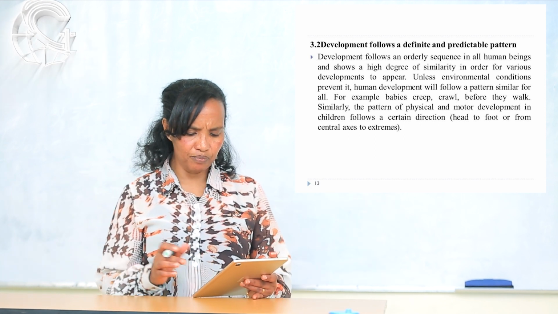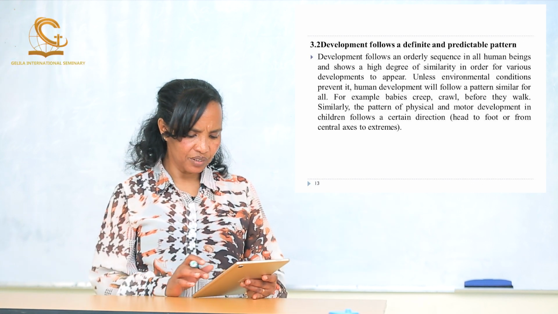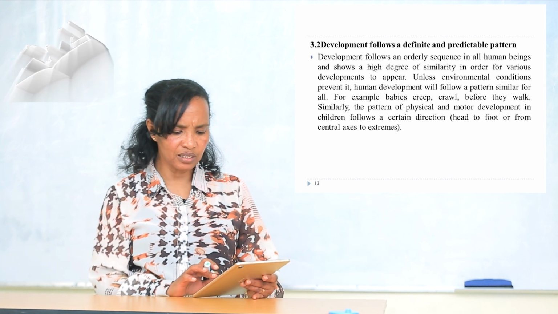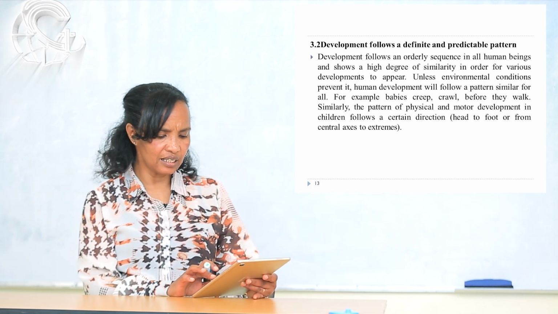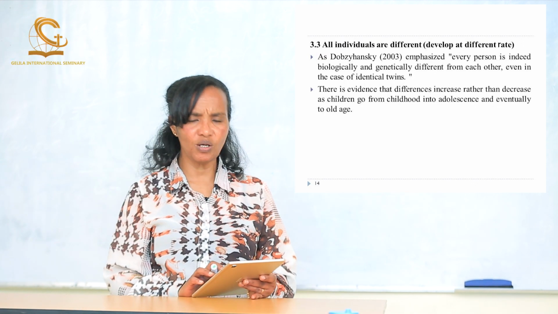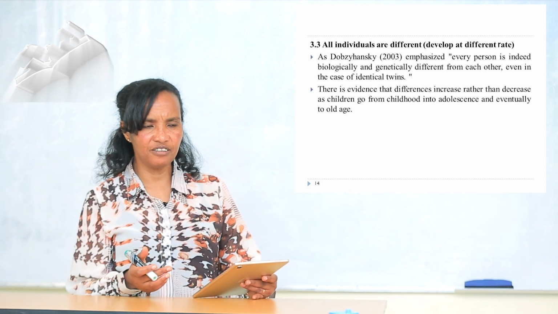For example, babies creep and crawl before they walk. Similarly, the pattern of physical and motor development in children follows a certain direction. The third principle is all individuals are different. So all individuals develop at a different rate.